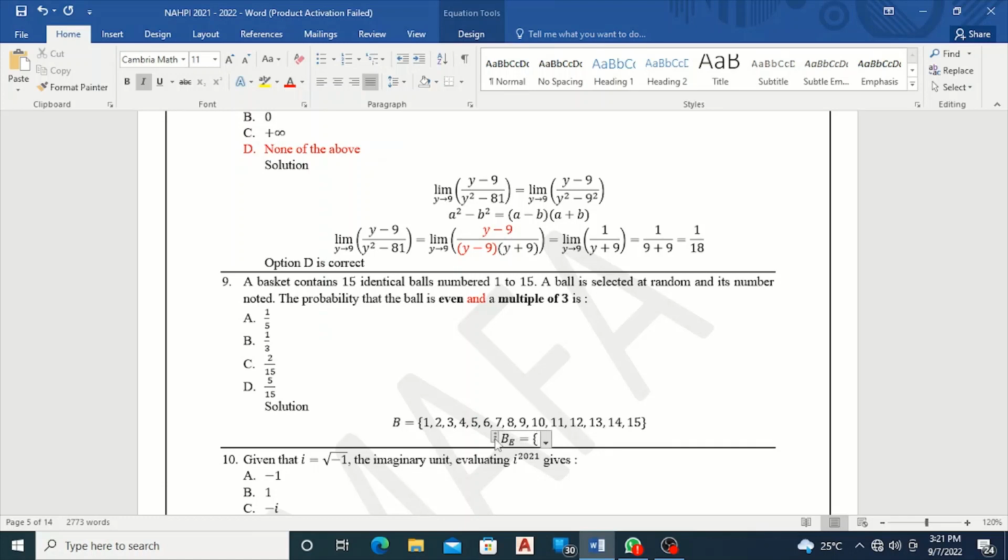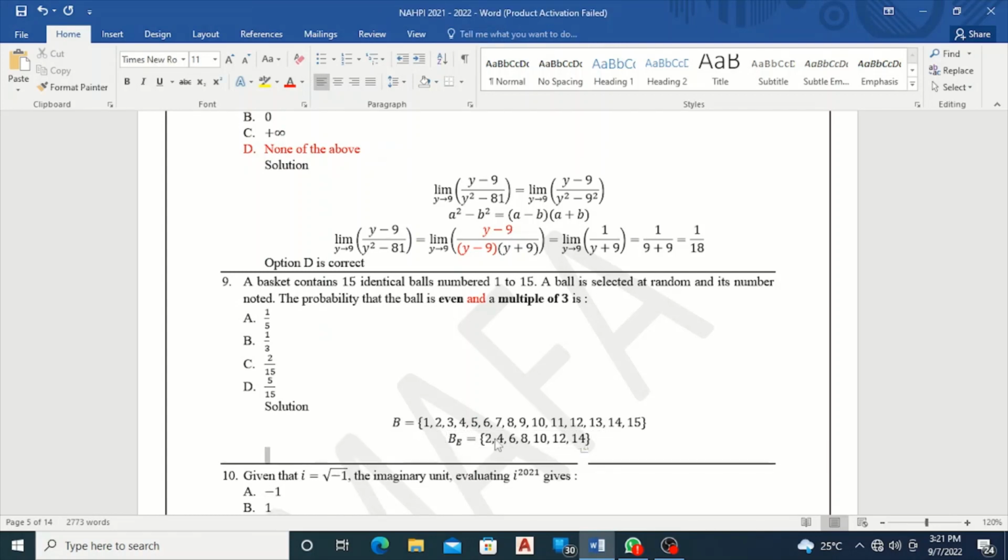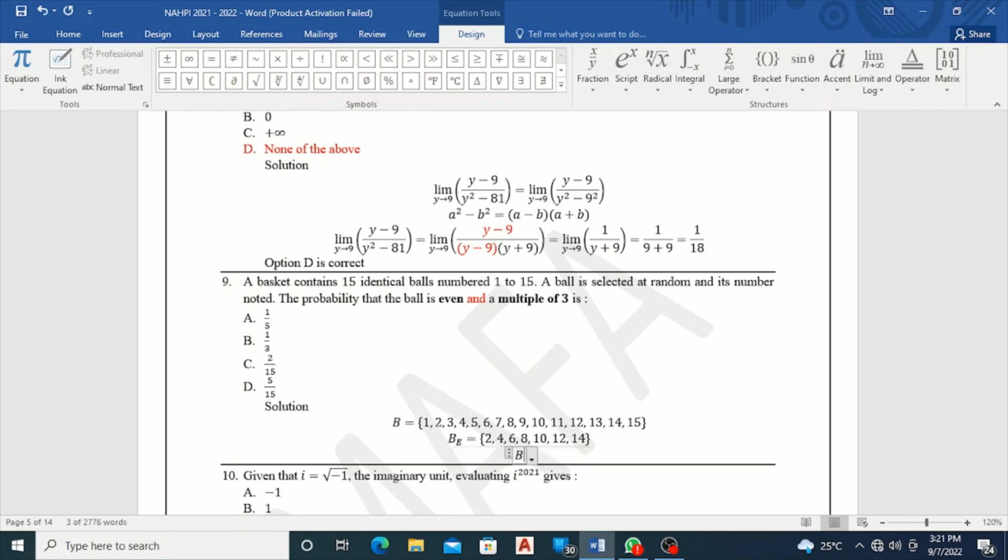What do we get? Even numbers, there we have 2, 4, 6, 8, 10, 12, 14. Those are the even numbers. Now multiples of 3, I'll just call it BM3. Multiples of 3 are numbers where if you take the number and divide by 3, we have no remainder. So you begin with 3, right? 3 times 2 is 6, 3 times 3 is 9, 3 times 4 is 12, 3 times 5 is 15.